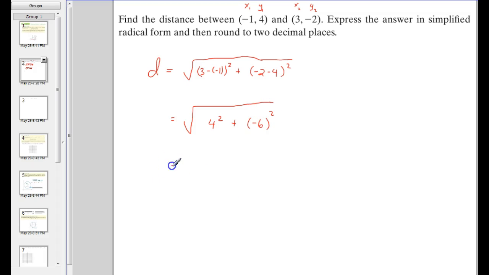Alright, 4 squared is 16. 6 squared is 36. And then 16 plus 36, if you add those together, you'll get 52. So the distance is square root of 52, but it tells us to simplify the radical.